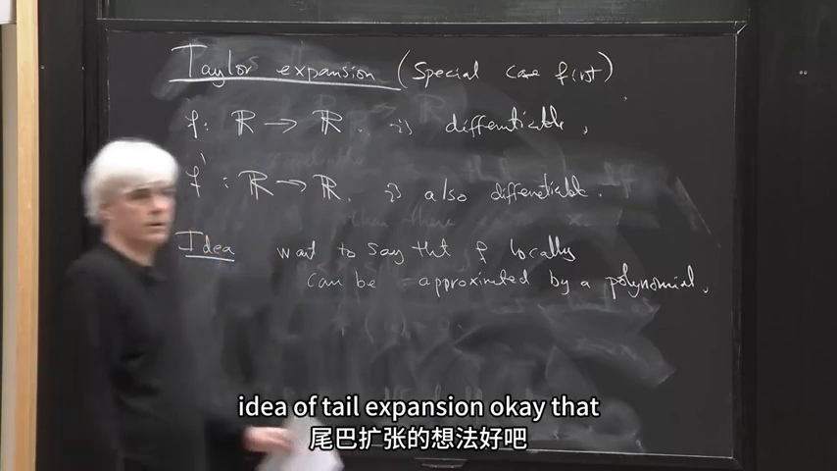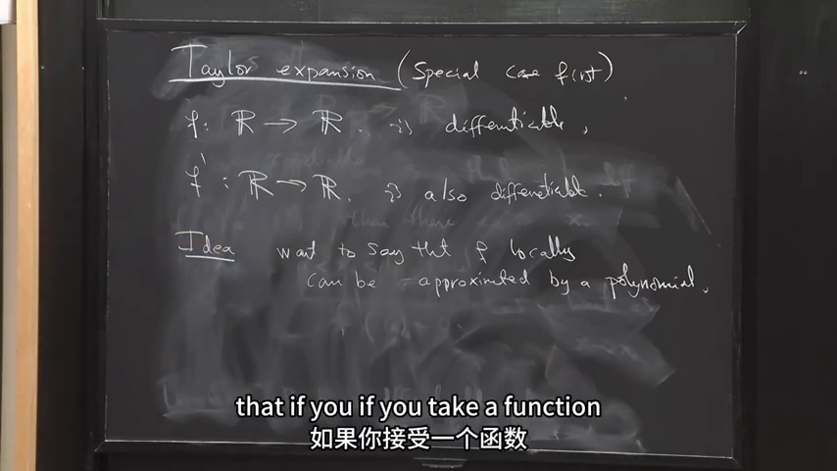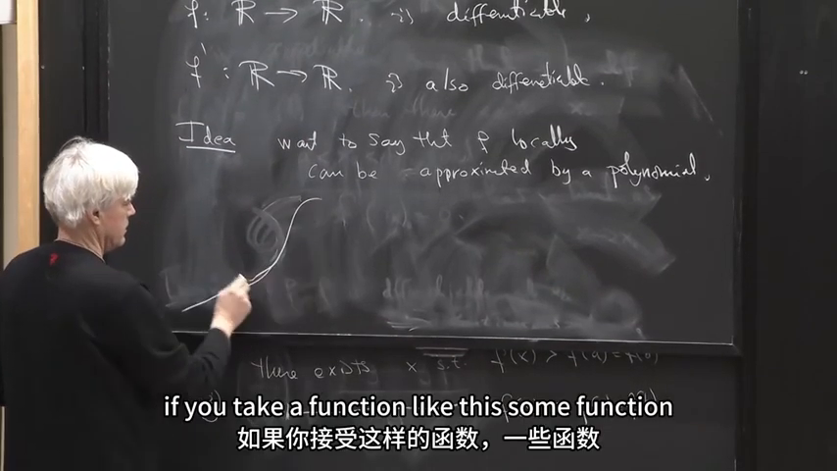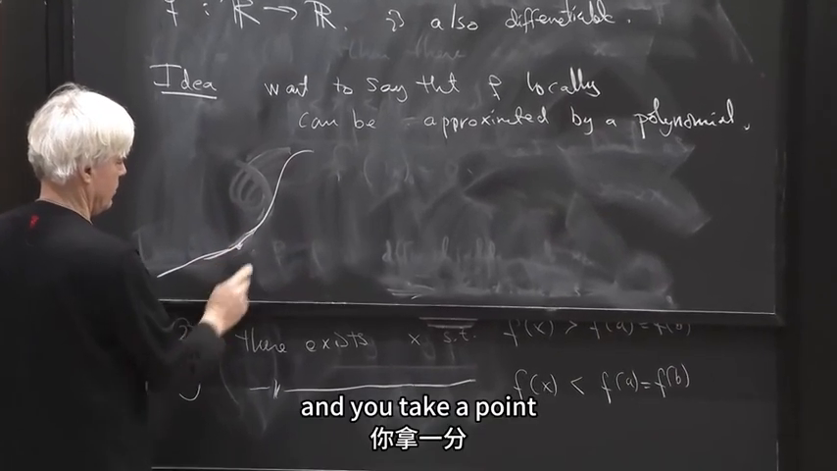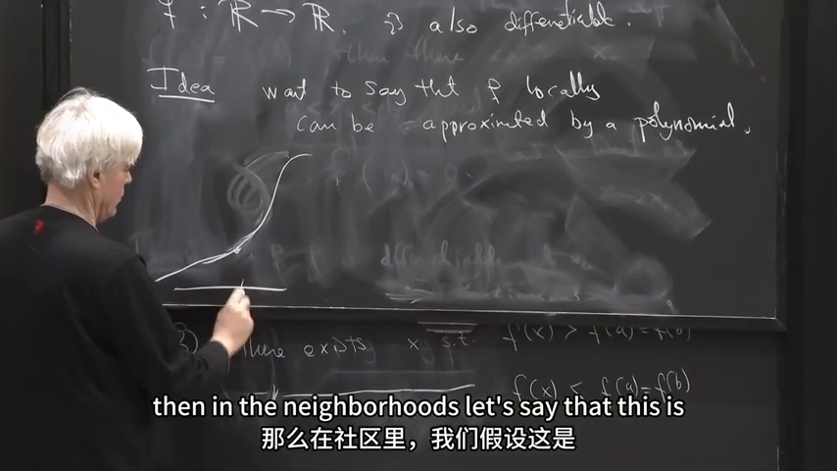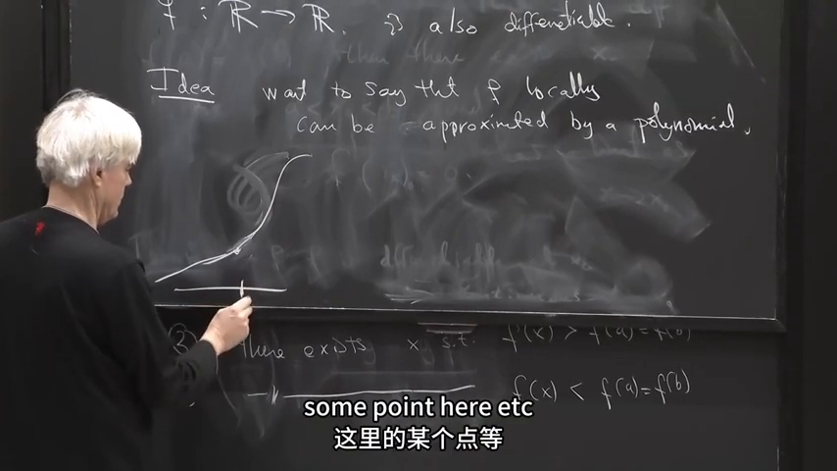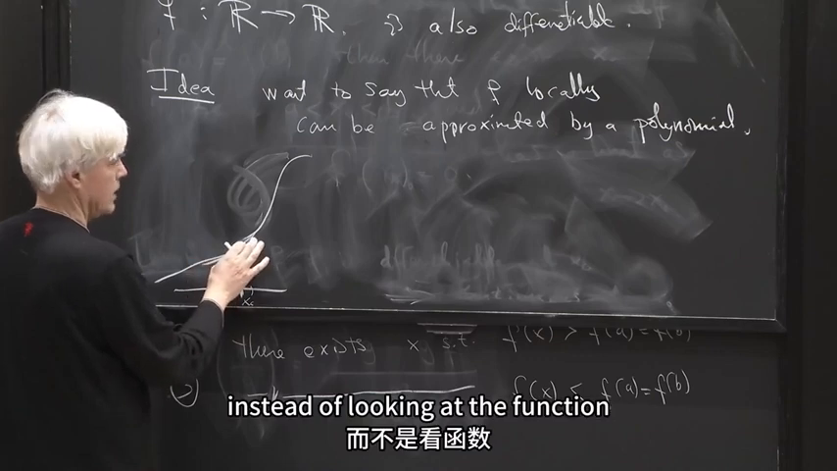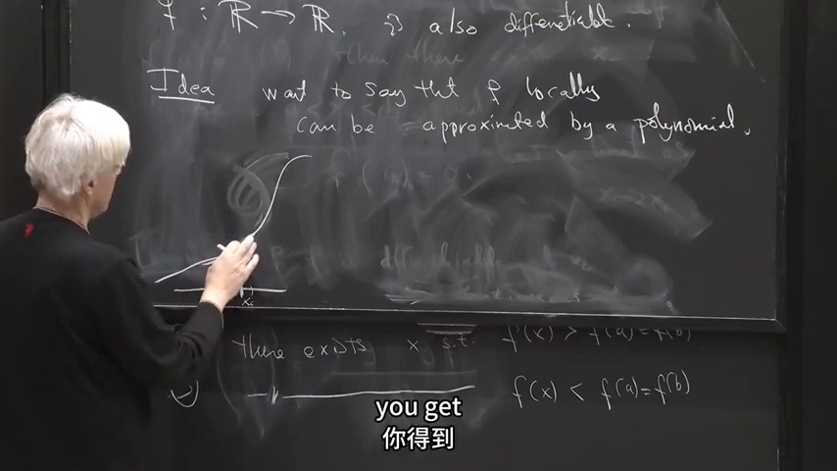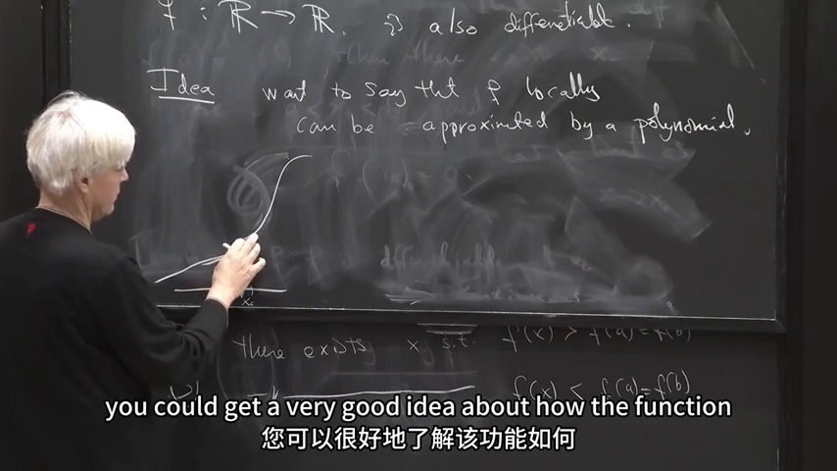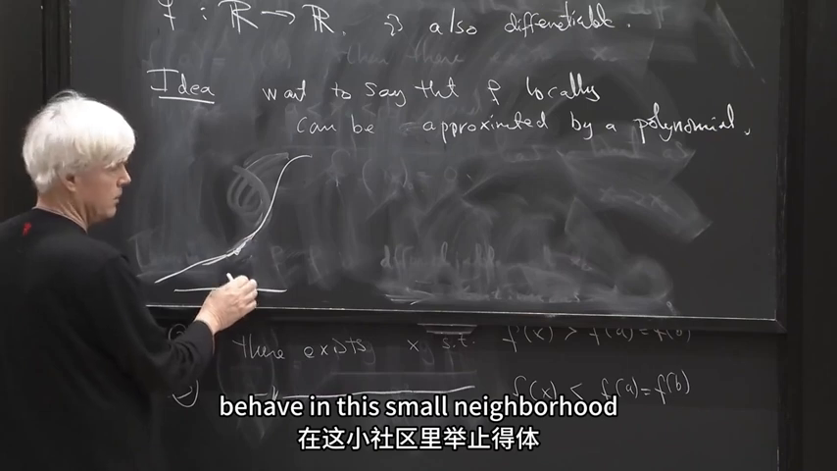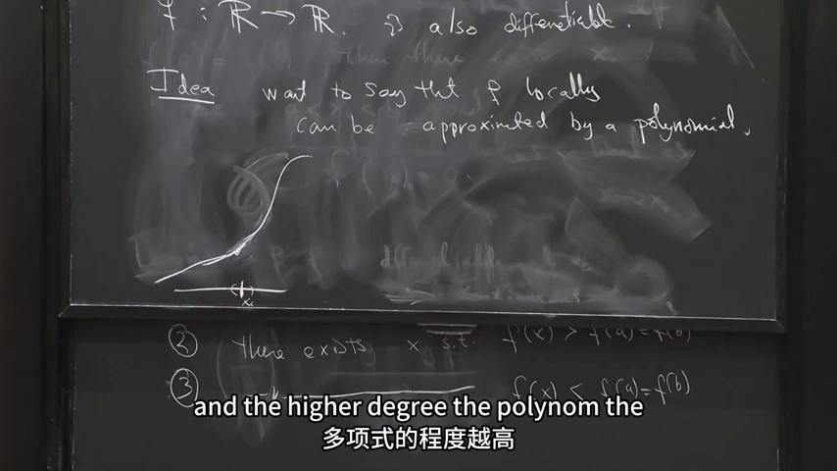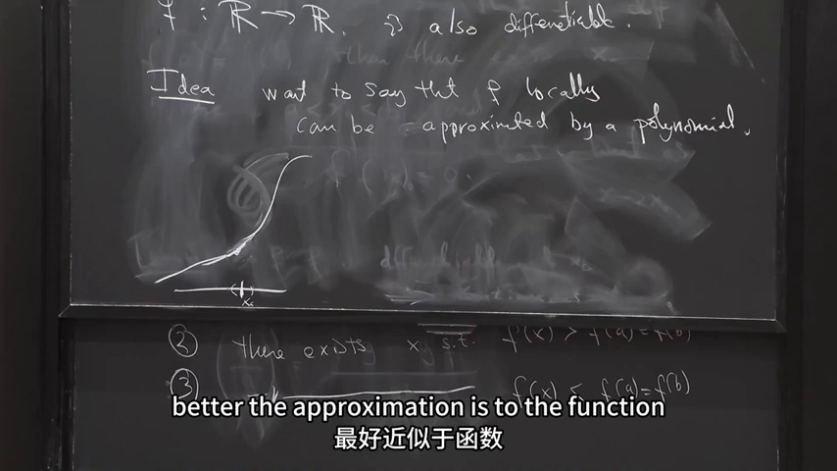So that's the idea of the Taylor expansion. If you take a function like this, and you take a point x0, then in a neighborhood of this point, instead of looking at the function, you could get a very good idea about how the function behaves in this small neighborhood if you look at a certain polynomial. And the higher the degree of the polynomial, the better the approximation is to the function.